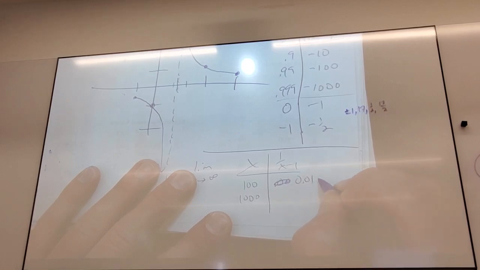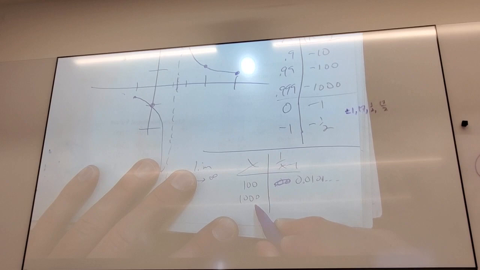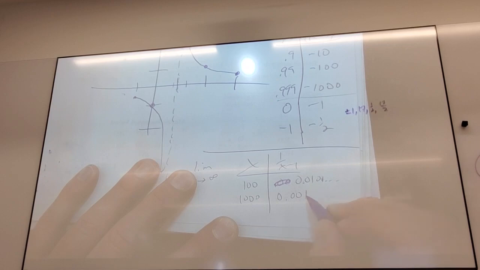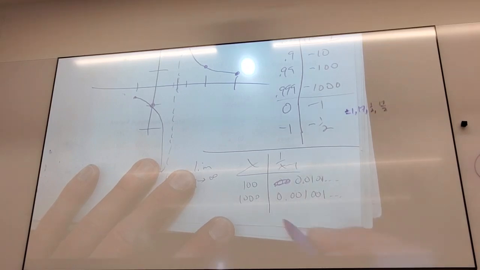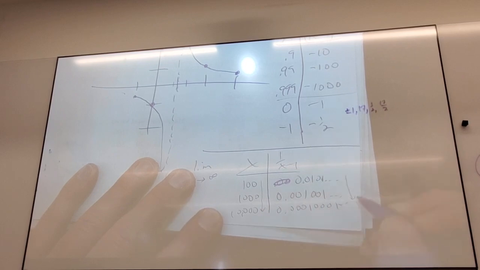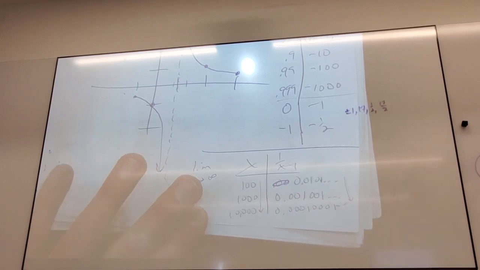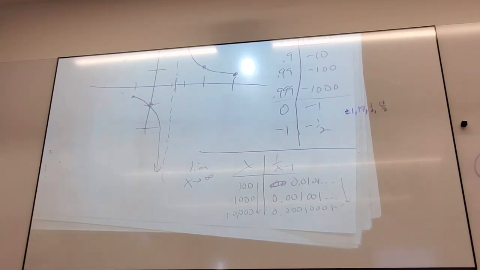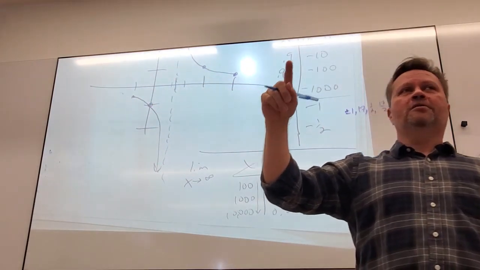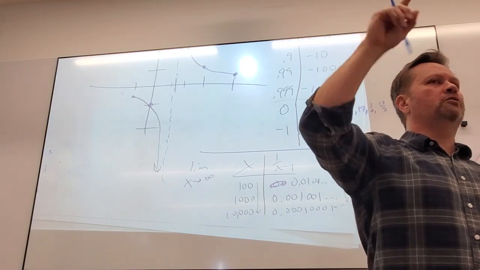Yeah, 0.0101. What's 1 divided by 999? 0.001001, repeating. And of course, if I put in 10,000, 0.0001. Yeah, I'll bet you anything, right? So what's happening as I put in larger and larger inputs? What's happening to the outputs? They are getting smaller and smaller in a very prescribed manner. So I feel very comfortable predicting what's going to happen. If I make x really big, my output's going to be really close to what?